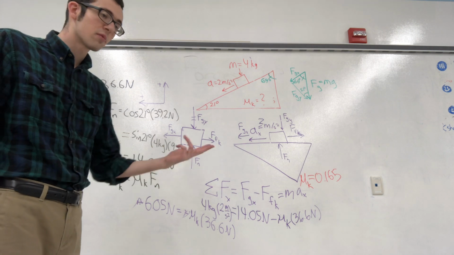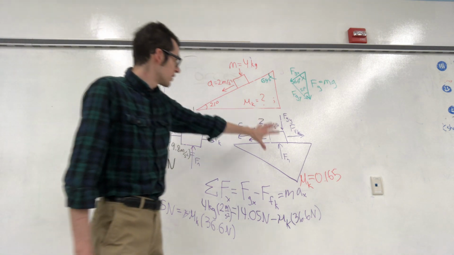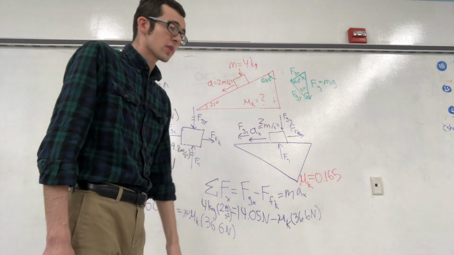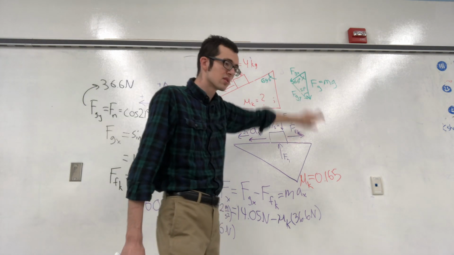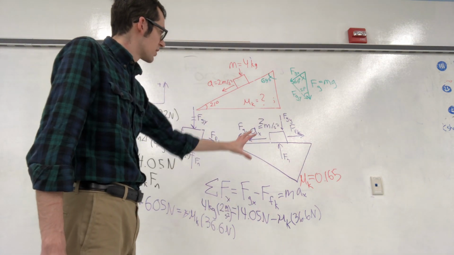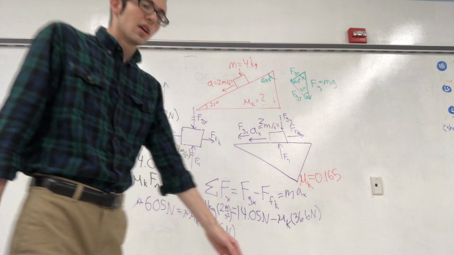So Newton's second law, free body diagrams, and reorienting our coordinate system, along with splitting gravity into its components, helped us find the coefficient of kinetic friction for this object and the ramp.